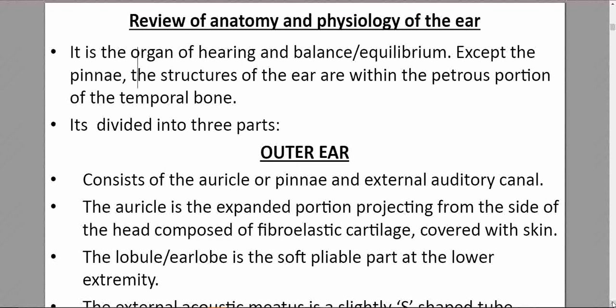So let's review the anatomy and physiology of the ear. First is the organ of hearing and balance, that is equilibrium. So it helps you to hear and also set your balance.